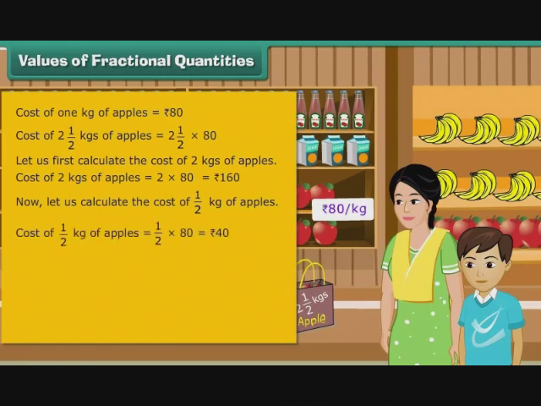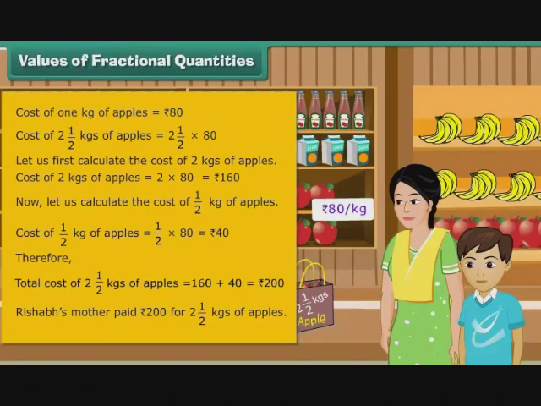Cost of half kg of apples is equal to 1 by 2 multiplied by 80, which is equal to rupees 40. Therefore, total cost of 2.5 kgs of apples is equal to 160 plus 40, which is equal to rupees 200. Rishabh's mother paid rupees 200 for 2.5 kgs of apples.